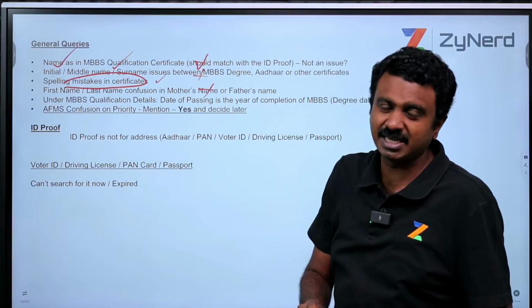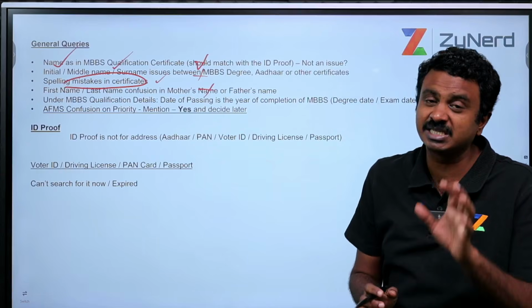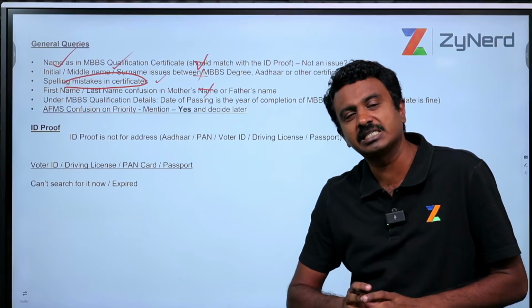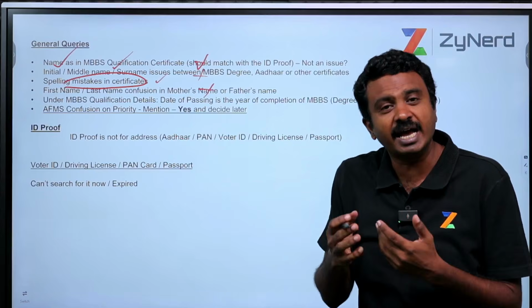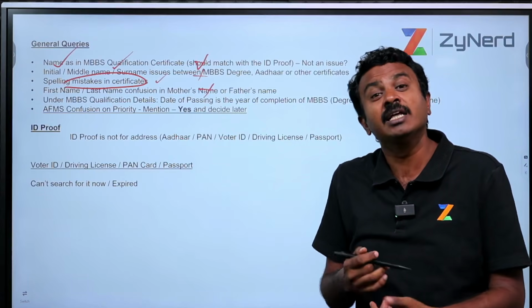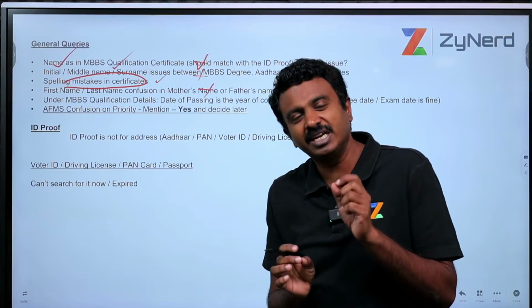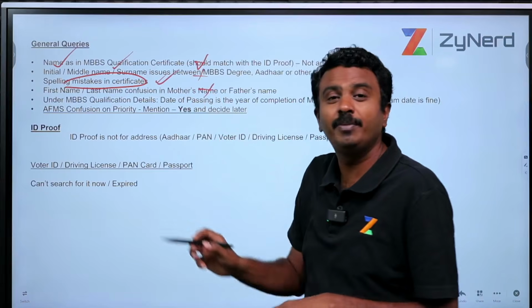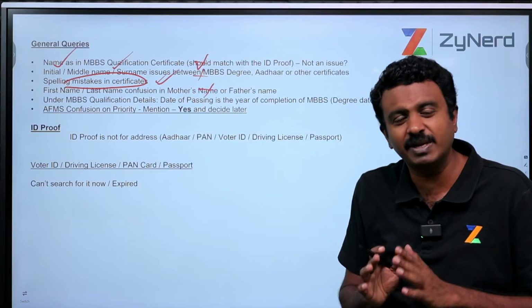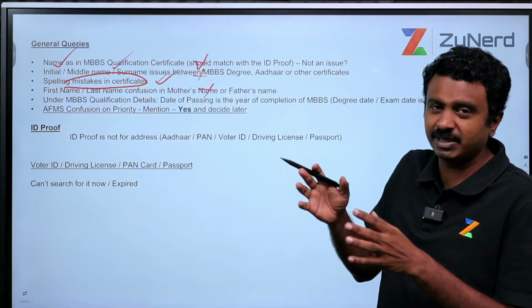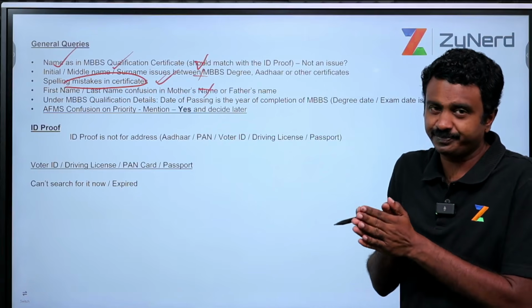There are spelling mistakes in my certificate. Small spelling mistakes will be accommodated. If your spelling is changed completely drastically and you have done a gazetted notification on that, then you have to take it. But if your spelling is missing a letter or an initial, that is fine. You will be able to write the examination. Small spelling mistakes are fine, but try your level best to change it according to your ID.